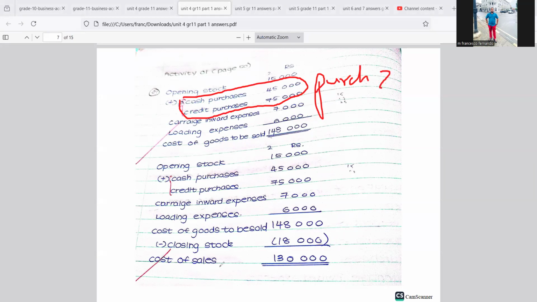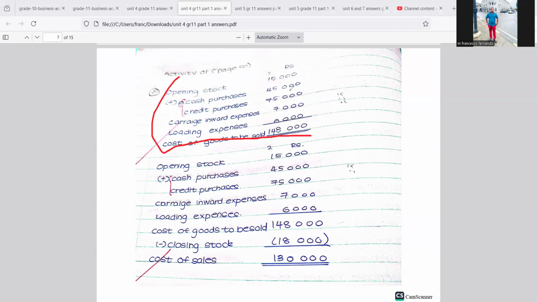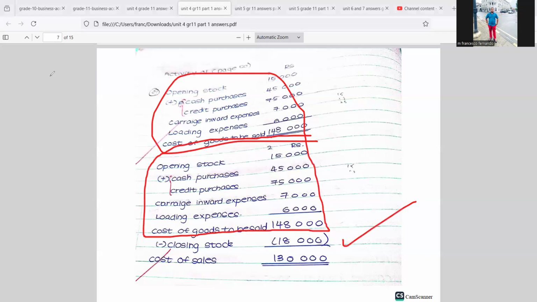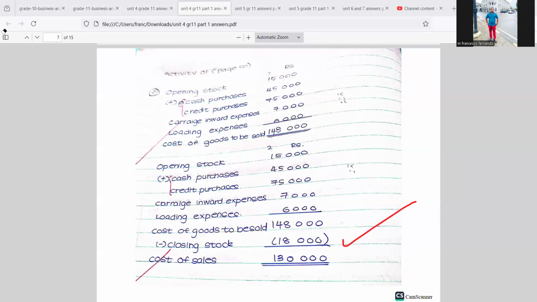Then here the cost of sales is calculated. How to calculate the cost of sales? Same thing up to here. If you see, it is the same thing. The only difference is we deduct the closing stock in order to get the cost of sales.